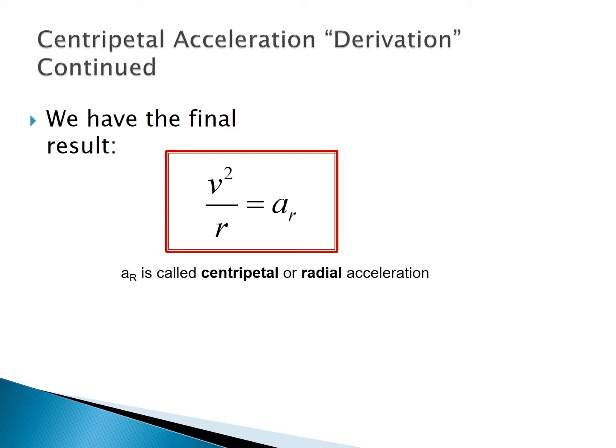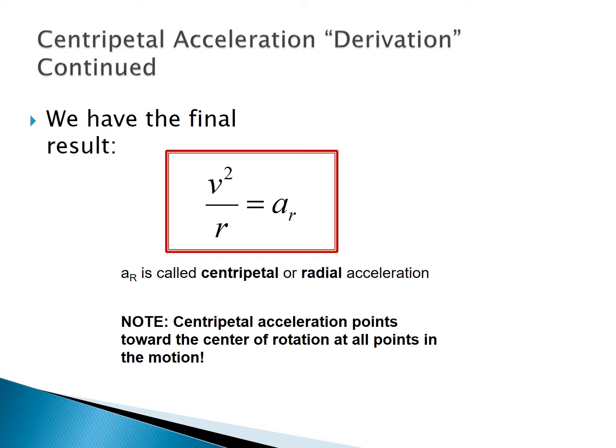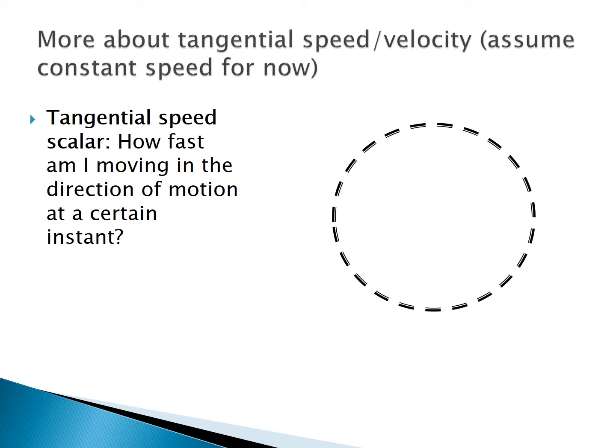And this final result is known as the centripetal or radial acceleration, and it's defined as v squared over r. v is our tangential speed. And we notice that centripetal acceleration points toward the center of rotation at all points in the motion. So anytime you're moving about a circular path, for instance, driving on a curved road, or swinging a tetherball, whatever object is moving has an acceleration toward the center of the circle. This doesn't mean that it's moving toward the center of the circle. It means that its velocity vector is changing in a direction toward the center of the circle.